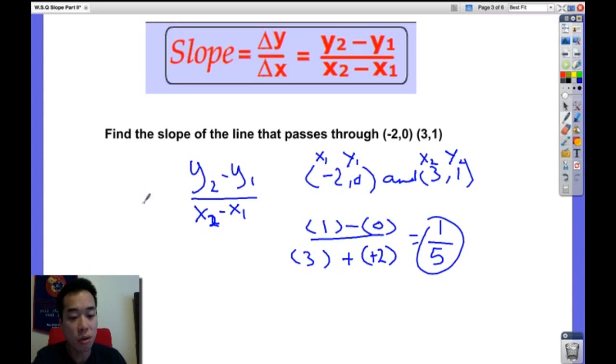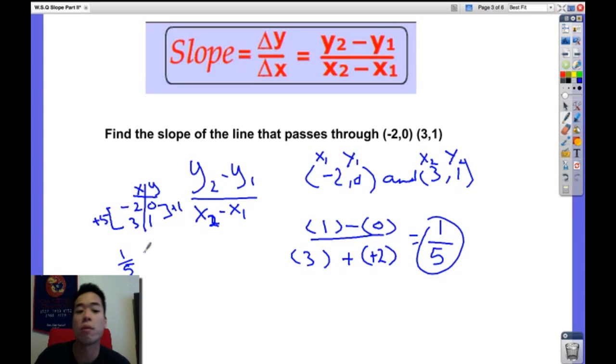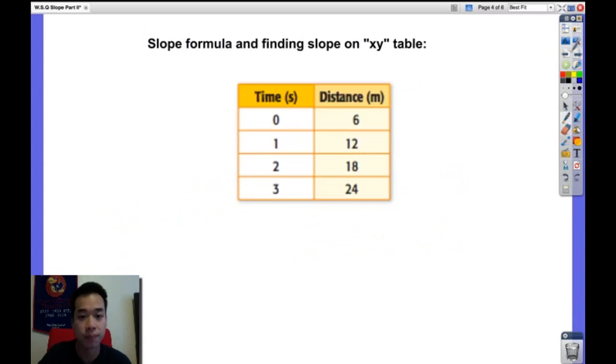Just to demonstrate, you can also check your work without using the slope formula. I'm going to check my work using a t-table. X, y, put in my first ordered pair they gave me, -2, 0, 3, 1, and just go, okay, how do I get from 0 to 1? That's plus 1. How do I get from negative 2 to positive 3? Negative 2 to 0 is plus 2, 0 to 3 is plus 3, so that's plus 5. It's still 1/5. You don't necessarily have to use the slope formula. I like to use it because the more you use the formula, the quicker you're going to be at it, and you don't need to go back to the t-table or the graph. Using the slope formula on the table, same thing.